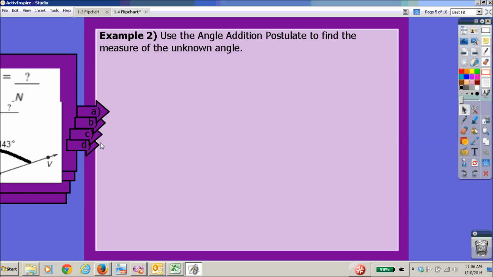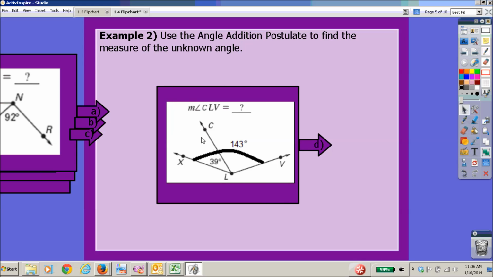And last but not least, let's take a look at this one right quick. We're told XLC is 39 degrees, and then the big angle is 143, so I want to know what the little angle is, CLV. I'm just going to put an X right here. So we have 39 plus X has to equal 143. The two small pieces have to sum to the big piece. I'm going to subtract 39 from both sides. So then I get 104 is what angle CLV measures.